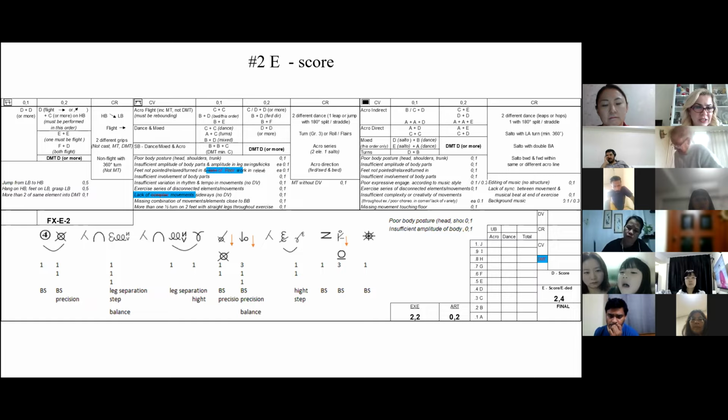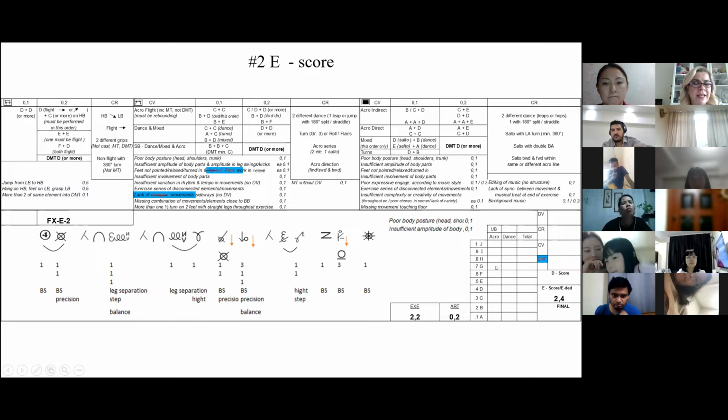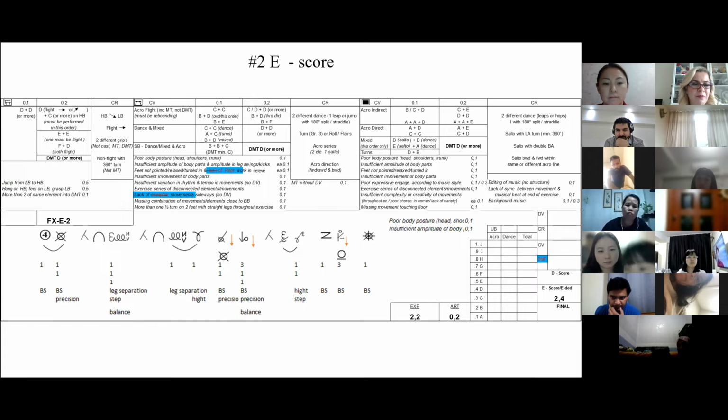But also when you see any lack of artistry, you have to apply the deduction accordingly. And here is a reminder again, dear Sanjeevani, or maybe Peg from Singapore, about the hopeful turn. We didn't give the value before when we evaluated the routine as D, not because of holding the leg, but because of bending the legs. And here you can see we deducted 0.3 for body shape for bending the legs. Thank you. Let's continue.